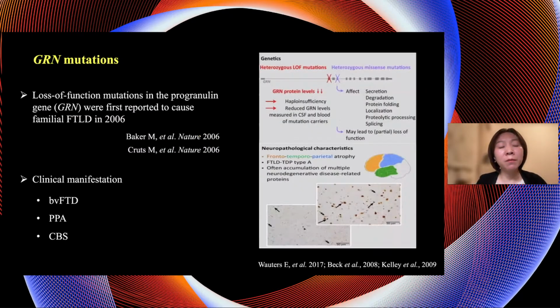So let's move on to the granulin mutations. Most of you FTD clinicians are familiar with this, as one of the major causes of FTLD. These mutations were first identified in 2006 and result in the loss of progranulin levels through haploinsufficiency, which leads to intraneuronal aggregation of multiple disease-related proteins such as TDP-43. There can also be a lot of clinical manifestations. The bvFTD can also present with PPA, and also with CBS.